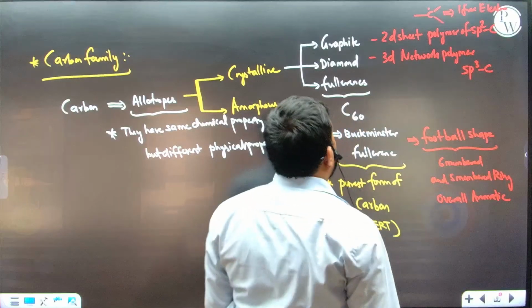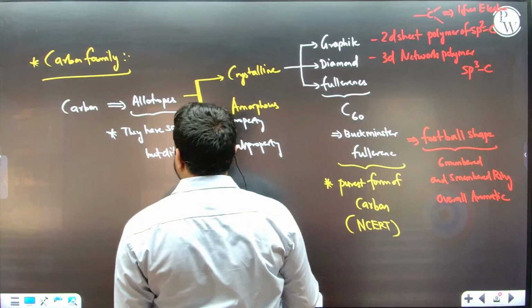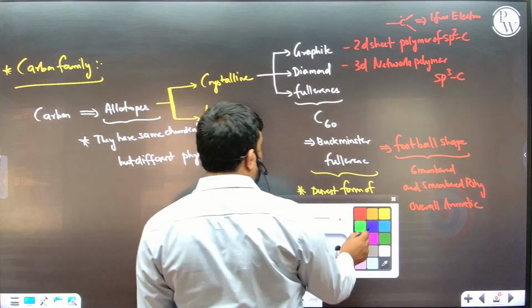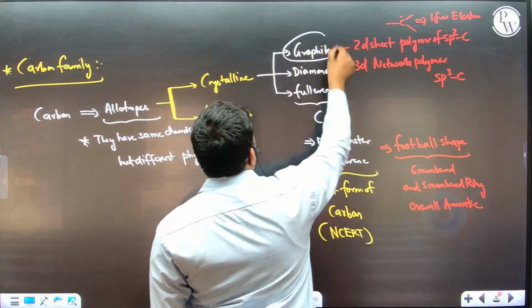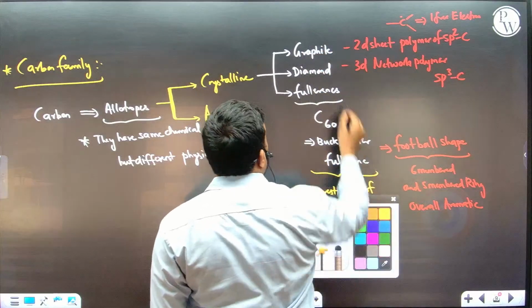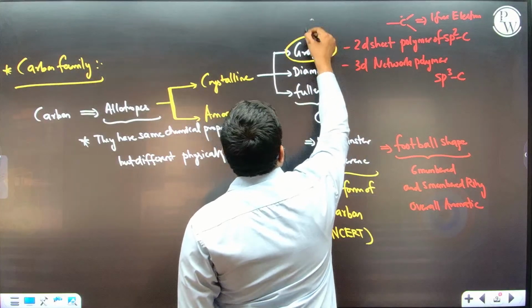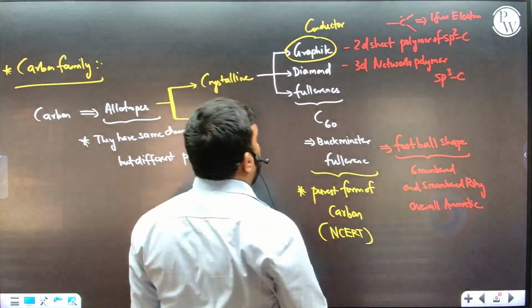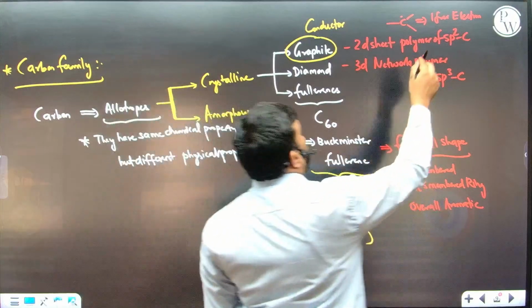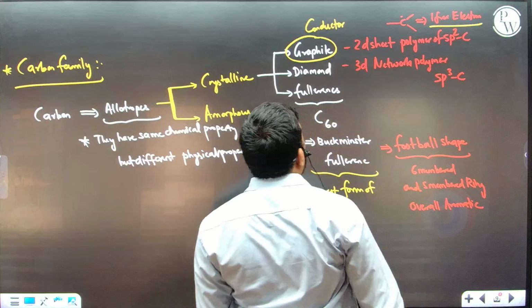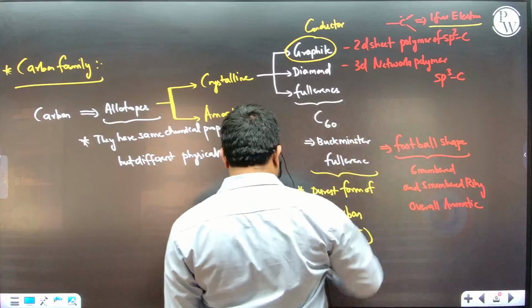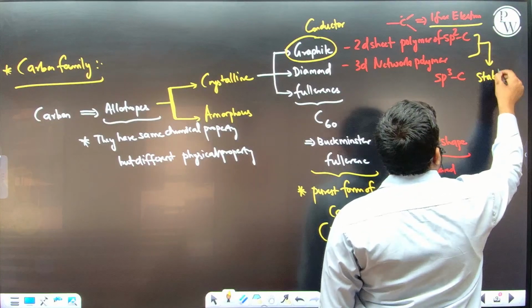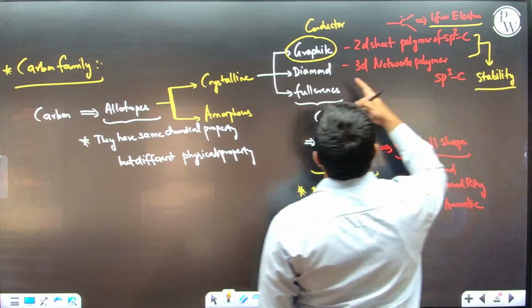Because of this free electron only, carbon has good conductivity in case of graphite. So that's why graphite is a conductor. If you compare graphite and diamond, graphite is a conductor only because of this 1 free electron. And the most important thing we are talking about is stability in these two. We are comparing the stability between graphite and diamond.